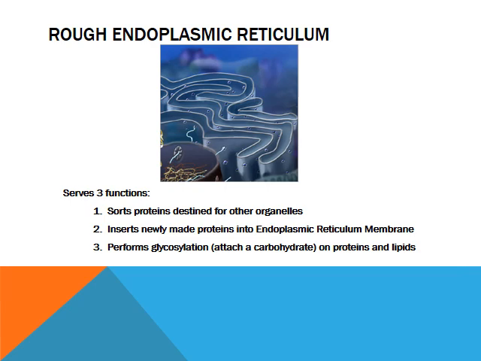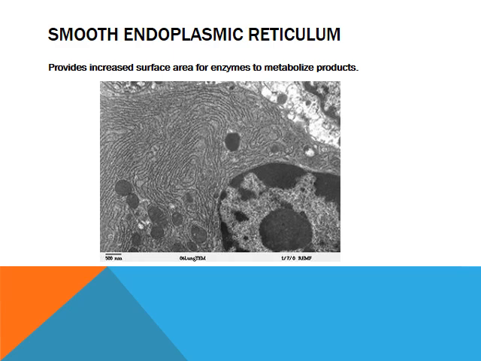All right. So you've got sorting proteins, inserting newly made proteins into the ER, and performing glycosylation. Glycosylation is adding a carbohydrate, adding a sugar. The smooth endoplasmic reticulum is attached to the rough endoplasmic reticulum. The difference is no ribosomes. Now this is a real picture. It has lots and lots and lots of twists and turns.